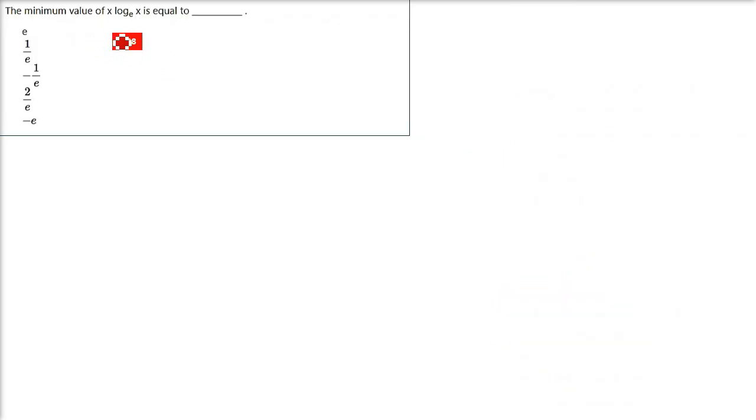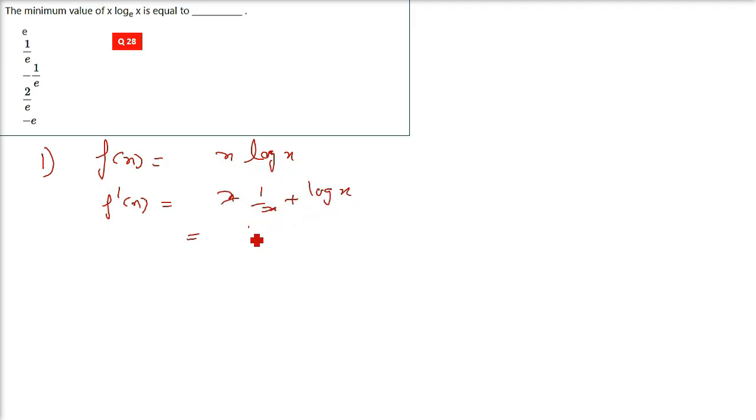Now this question, the minimum value of x log x is equal to. So those who have already done this, because we have done this question, but for the sake of completion, as I was suggesting, f(x) is equal to x log x. We will differentiate this, and the differentiation will be x times 1 by x plus log x. This will be 1, so it will be 1 plus log x.